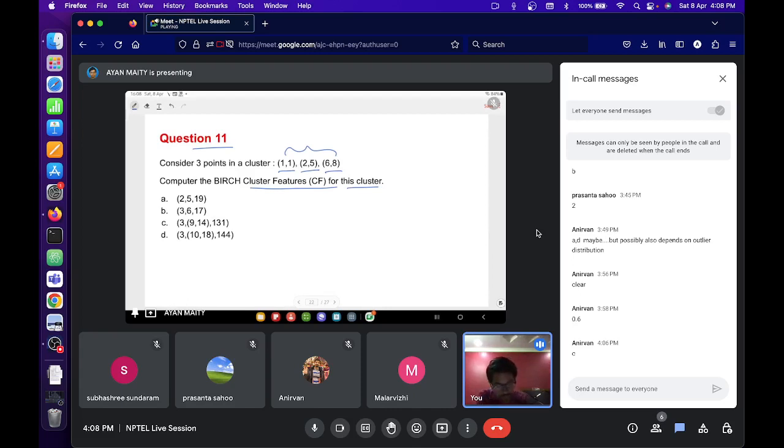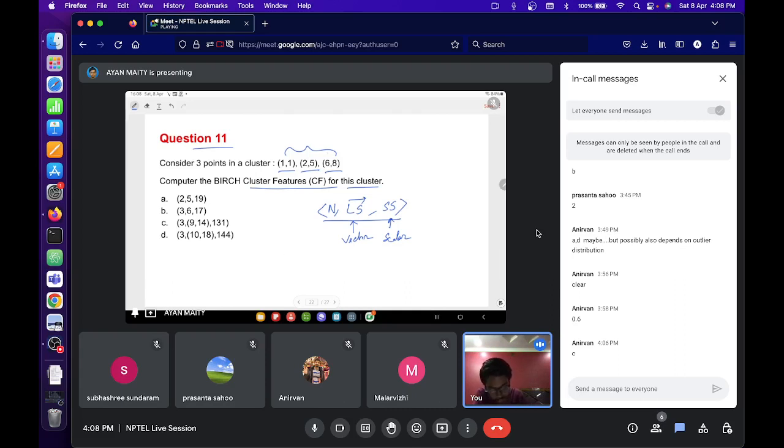So in Birch, the cluster feature is a 3 tuple. The 3 elements in that 3 tuple are n, which is the number of points in the cluster; then linear sum, which is a vector, the vector summation of all the points in that cluster; and squared sum, which is a scalar, not a vector. These are the 3 elements present in a cluster feature in the Birch algorithm. So n here is 3.